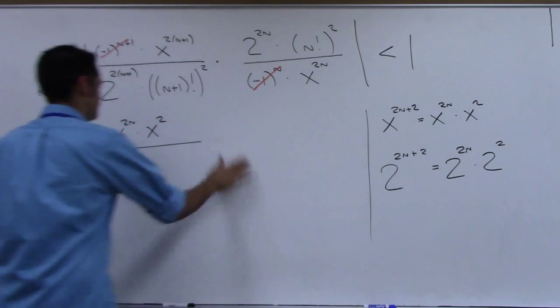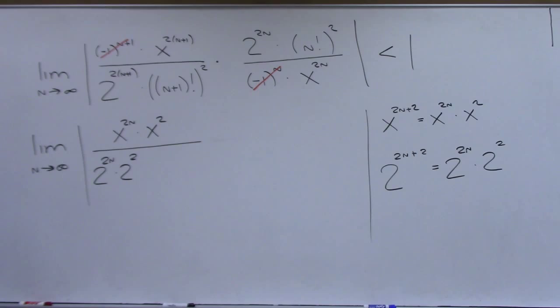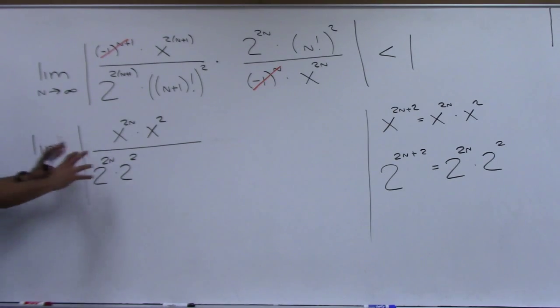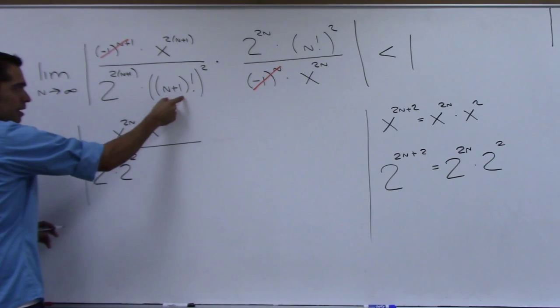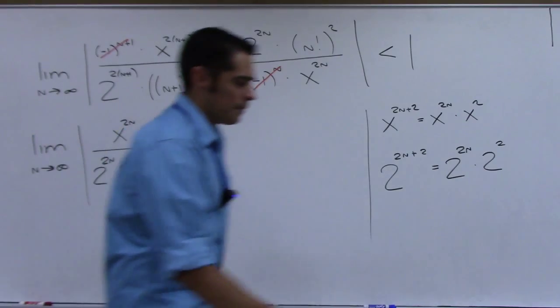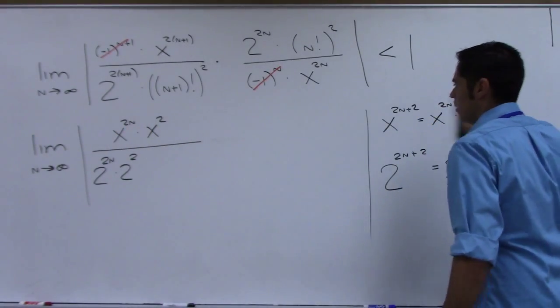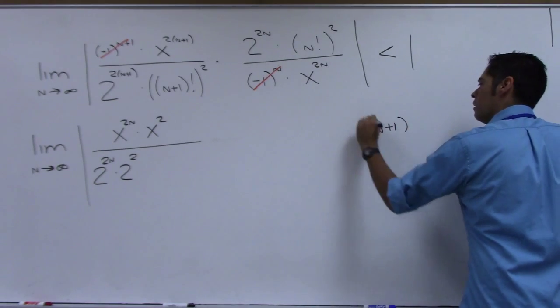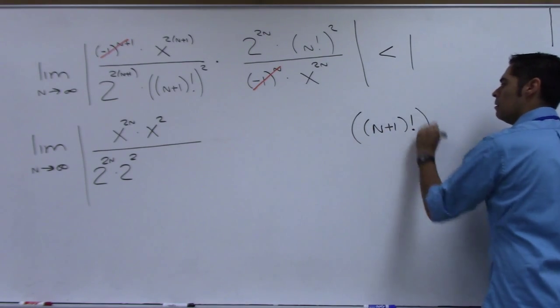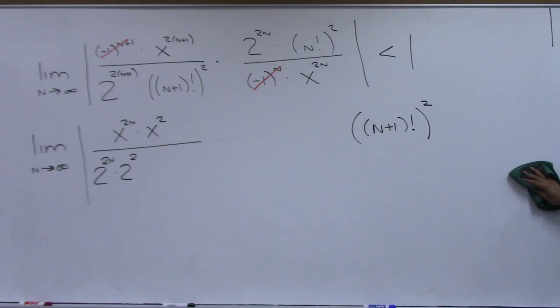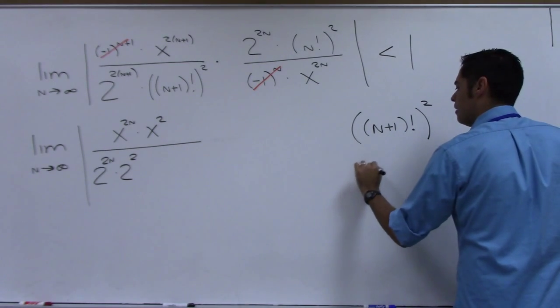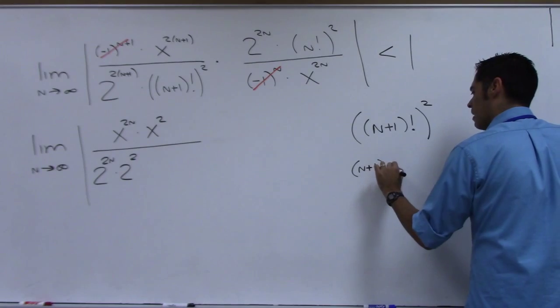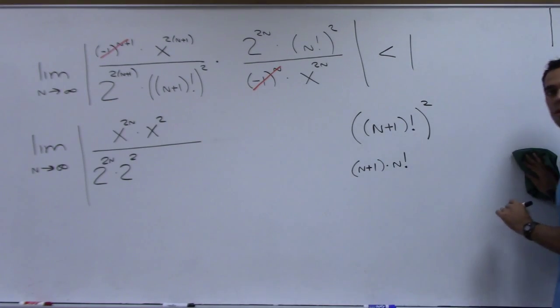Questions? Yeah, we could write that as 4. I just want to make sure everyone sees where it comes from. This one, let's be real careful with this. (n plus 1) factorial squared. This is (n plus 1) times n factorial, right? That's what the inside is.